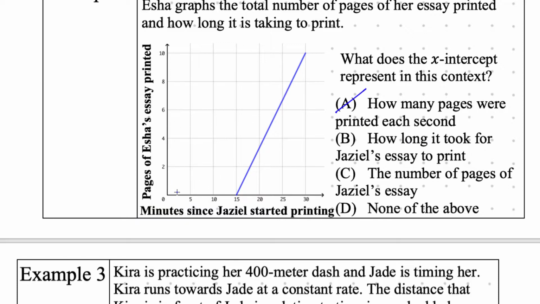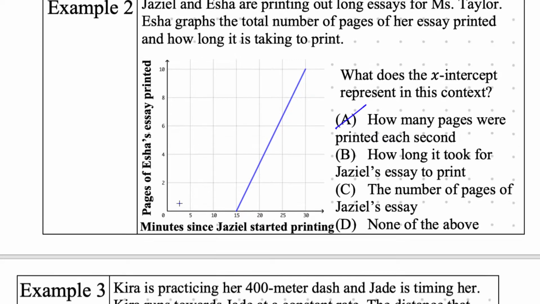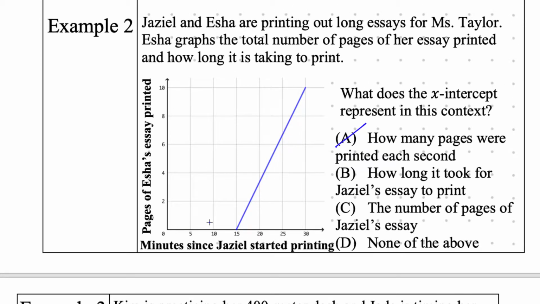What's happening in this graph is Esha is waiting and waiting because Haziel's essay is so long, and then finally, we don't even know how many pages Haziel's essay was, but we know at 15 seconds, Esha's essay starts printing out. So she had to wait 15 seconds. She was in the queue behind Haziel and immediately starts printing. So Haziel did take 15 seconds to finish printing his essay. The correct answer is B.